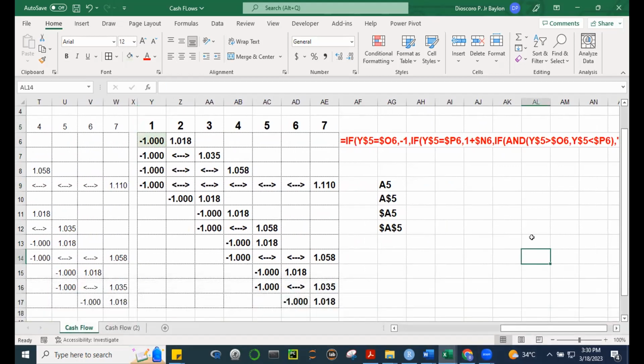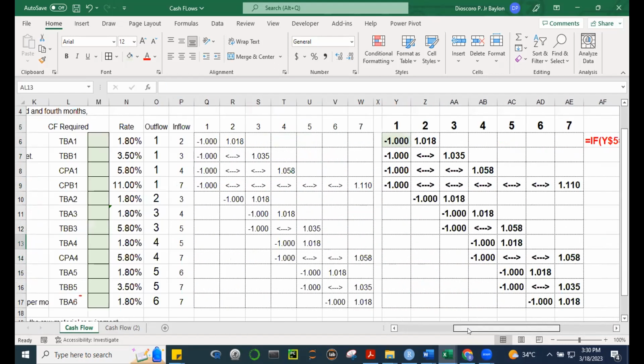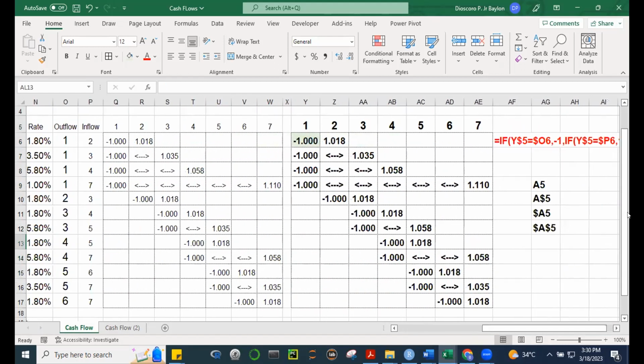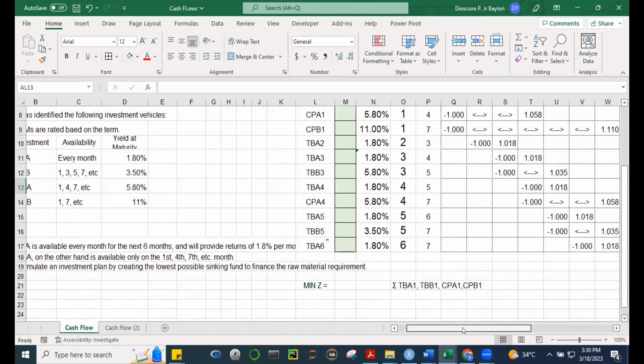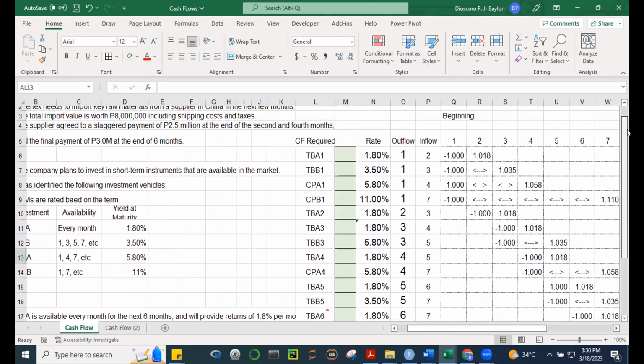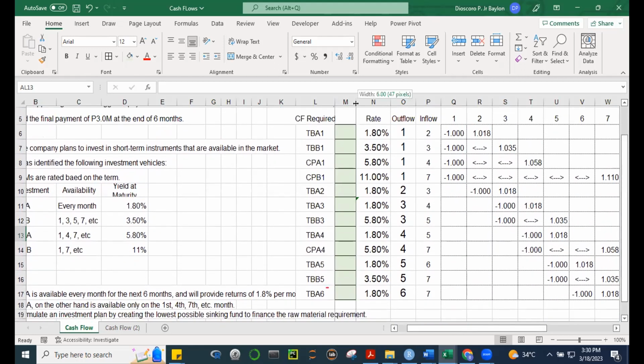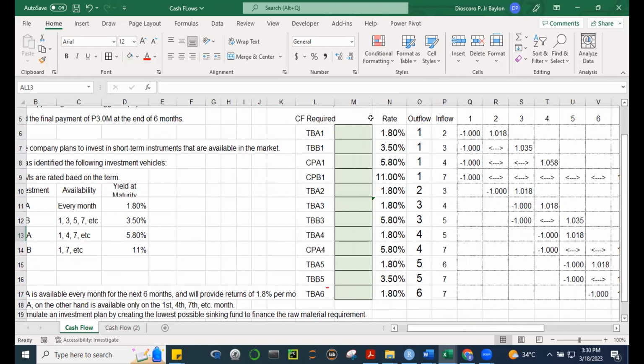So no questions, then we're ready now to answer our problem. Our problem is we would want to determine the initial investment. Our decision variables are, what are our decision variables? How much to invest in TBA1, TBB1, etc. So these are our decision variables. How much to invest.